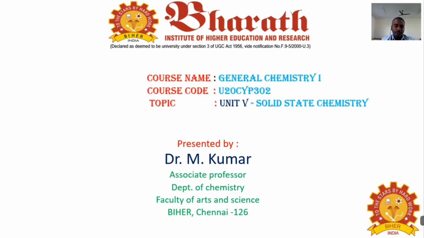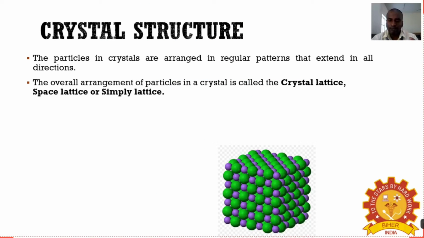At first, we are going to talk about the structure of crystals. Crystals are a three-dimensional proper arrangement of atoms, ions, or molecules. Just see the figure. In this figure, we can see the balls are arranged in a three-dimensional manner, in the X, Y and Z planes. This type of arrangement is called a crystal.